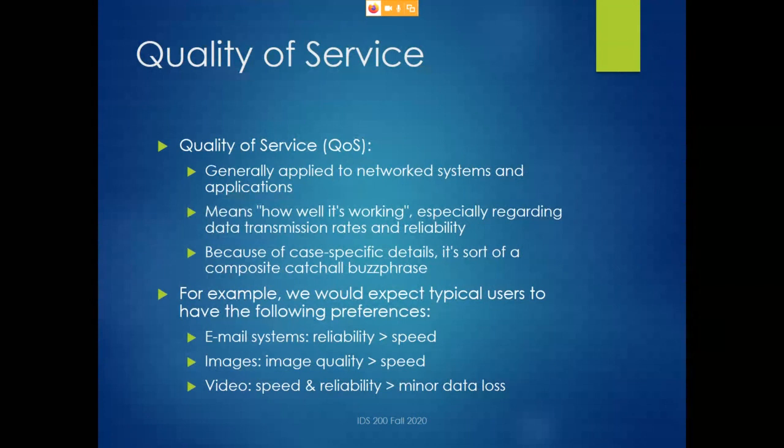All right. Now, what is quality of service? Well, before we get into it, let's talk about what it is. Quality of service is a term that's generally applied to networked systems and applications and roughly means how well it's working. The problem with measuring or defining quality of service is it can mean different things at different times. But the big issues are essentially how much data the network is pushing through and how reliably it's pushing that data through. Now, again, because of some case-specific details, it's often used as a composite catch-all buzz phrase, right? So you'll hear the different telecoms saying, we provide the best quality of service.